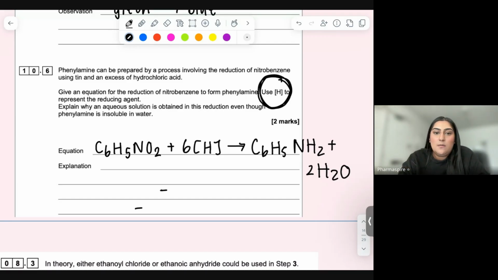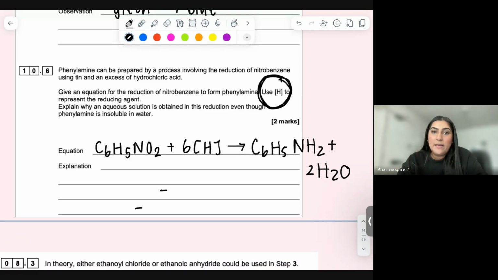And then the explanation would be, explain why an aqueous solution is obtained in this reduction, even though phenylamine is insoluble in water. Okay, so if you want to form an aqueous solution, what do you need to have? You need ions, right? Yeah, you need ions, you need polarity.